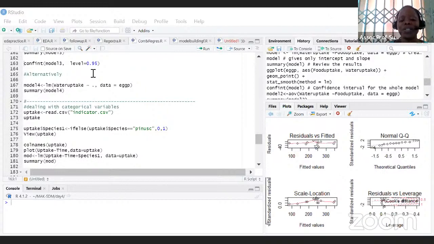Any question? Should we continue with the categorical variables? What? Thomas, answer that.